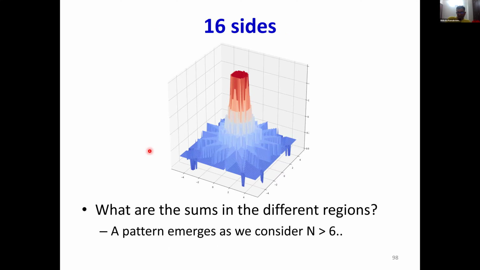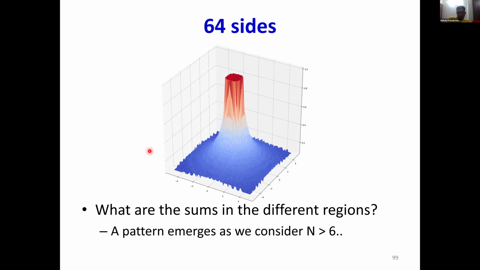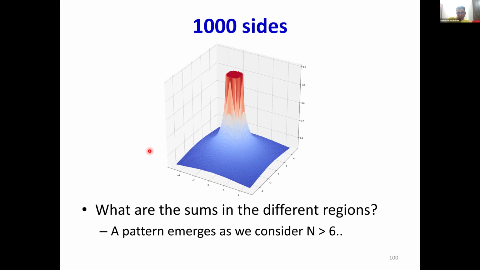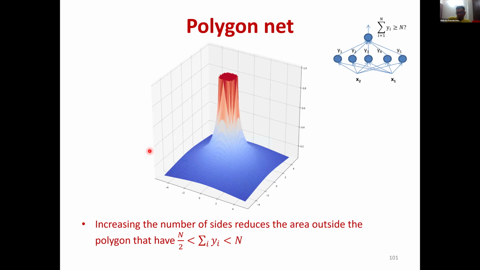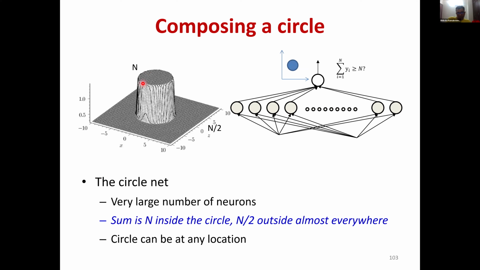Let me show you, right? As I keep increasing the number of sides, look at the sum. And what is the sum converging to? It converges to this beautiful cylinder where the sum is n inside the circle, and it tapers off very quickly to n over 2 outside the circle. In the limit, there's actually a formula for this shape that you would get. But in the limit, when n is very, very large, you're going to have a sum of exactly n inside this region, which will be circular, and a sum of exactly n over 2 everywhere outside. Does that make sense?